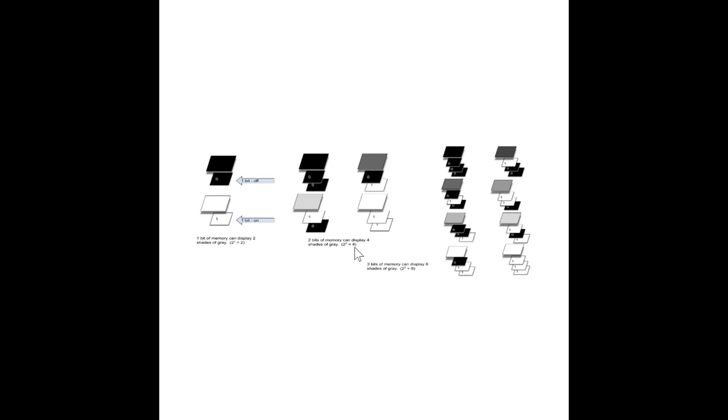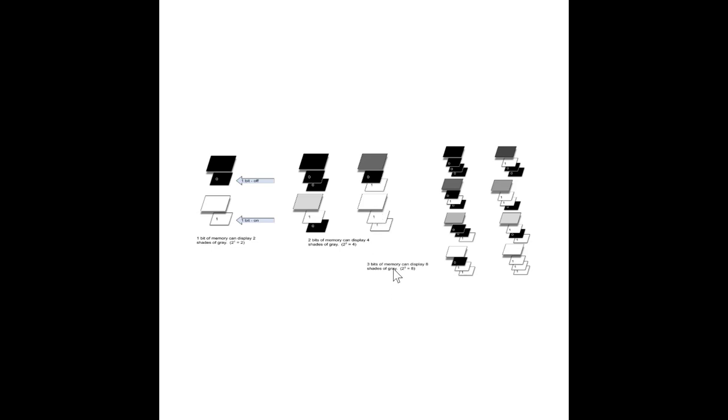So we can have both bits assigned a 0, which would be a black. We can have 1 bit assigned 0, 1 bit assigned 1. That might make a dark gray. We can have 1 bit assigned 1, the other bit assigned 0. That might make a lighter gray, or we can have both bits assigned 1, which would make a white.